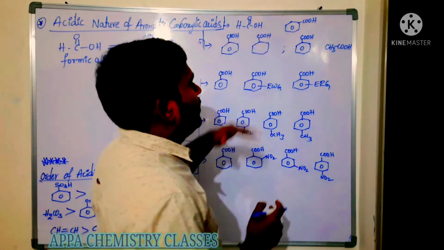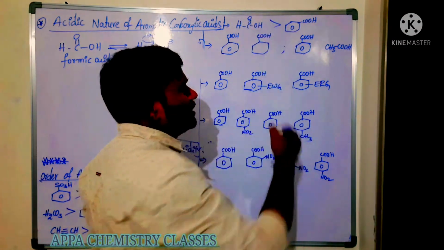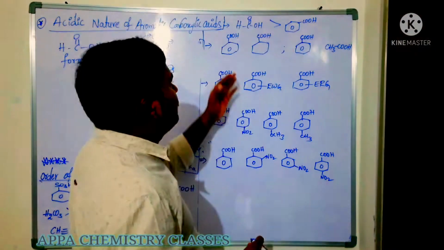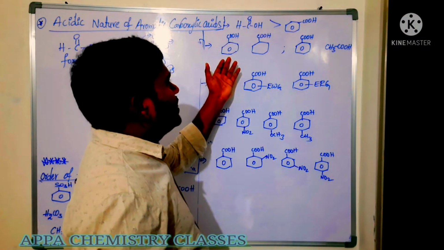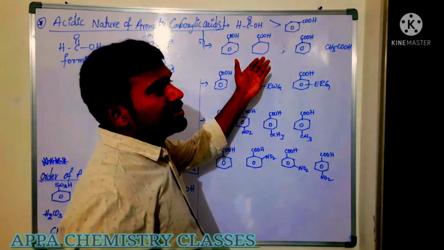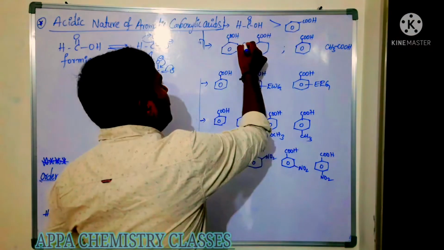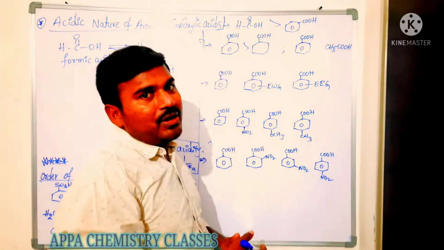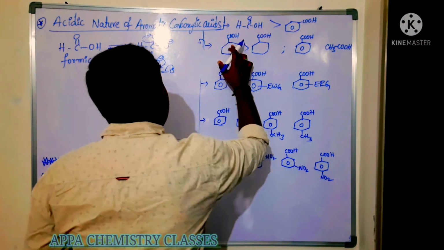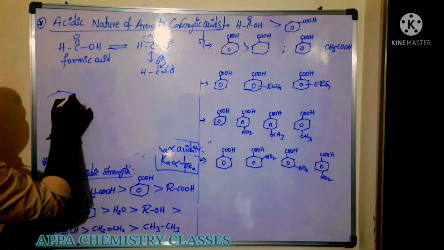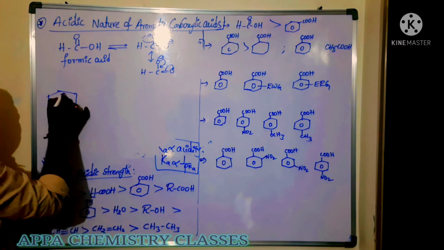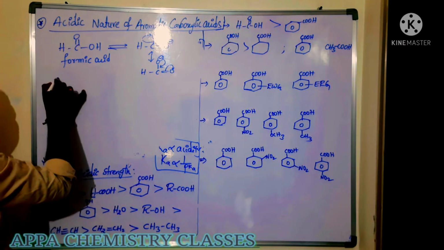Among formic acid and benzoic acid, which is more acidic? Formic acid is more acidic than benzoic acid. Now you see here which acid it is: it is an aromatic acid. Which acid is this? Aliphatic acid. Which acid is more acidic? An aromatic acid is more acidic than an aliphatic acid, because you can take the aromatic acid, this is benzoic acid.